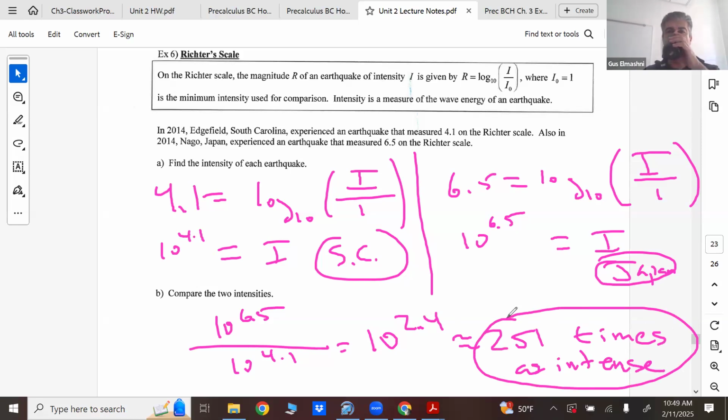What's the point of the I sub 0 if it's going to be 1? That's just the faintest earthquake you can feel. Because the Earth's always moving, right? So if your intensity is 1, then your Richter scale is 0, because you're doing log base 10 of 1, which is 0. So it's just a comparison. Actually, to be honest, I don't think it's really 1. I think it's some smaller number. I don't know what it really looks like from a physics perspective. I should know this, but I don't.